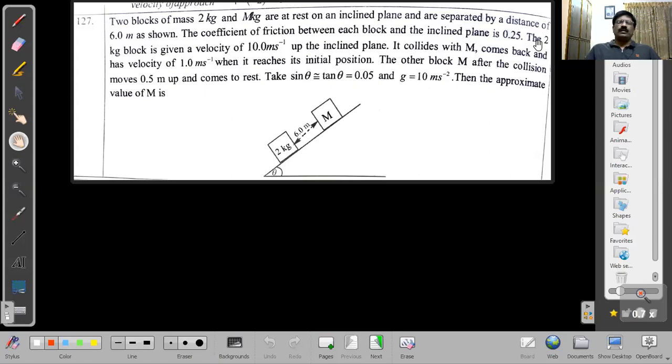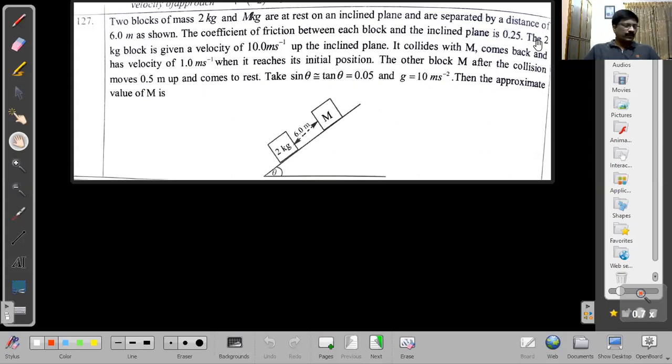Today, I want to discuss some more problems in collisions. These are useful for advanced also. So you see the first problem. The first problem is displayed on the board.